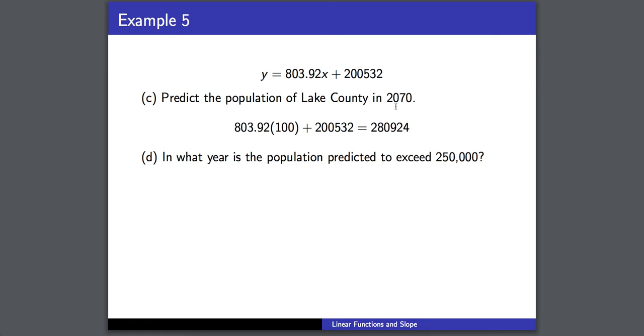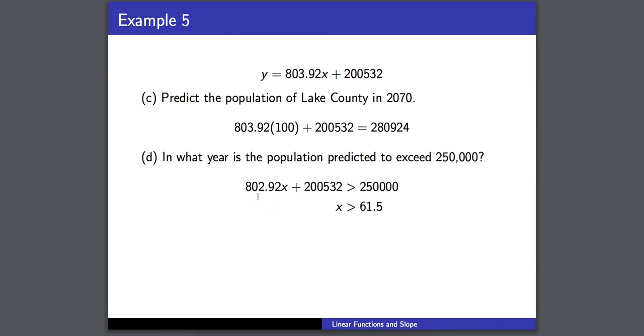Here's something that may be of interest to city planners: in what year is the population predicted to exceed 250,000? So if you're in charge of zoning and permits and city planning and all that stuff, it might be very valuable for you to know when your population is going to exceed 250,000, because you might have a lot of scrambling around to do to accommodate that many people living in a county. And it's not a very large county in area in Ohio, so it'd be important to know to be able to plan ahead.